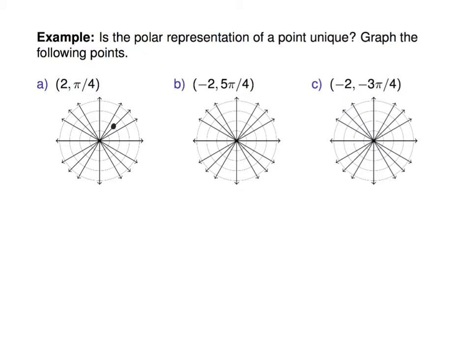How about -2, 5 pi over 4? I'm going to do it the way that's more common. I'm going to plot 2, 5 pi over 4, and then I'm going to reflect. So that puts us over here, right? No, it puts, oh okay, I was just testing you. That puts us down in quadrant 3, right there, and then the reflecting throws you back up to the same spot, right? So there's your point.